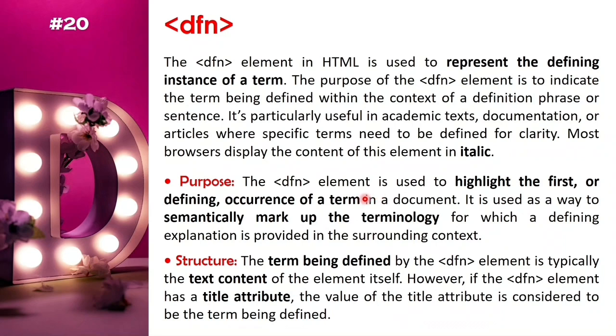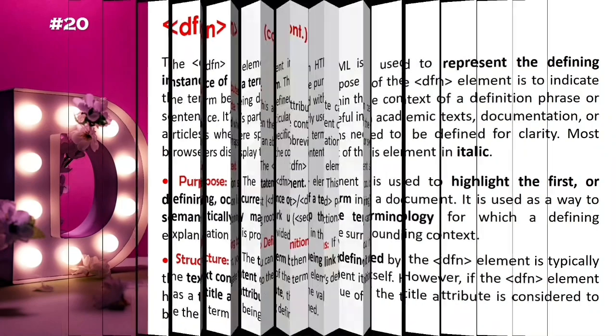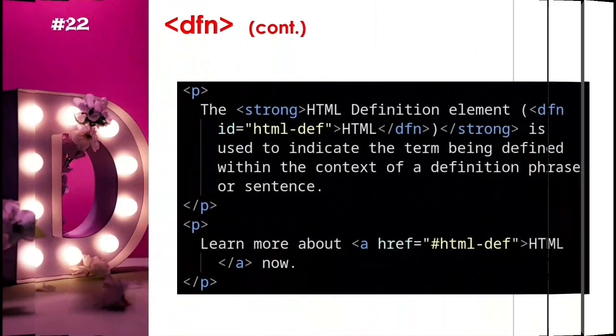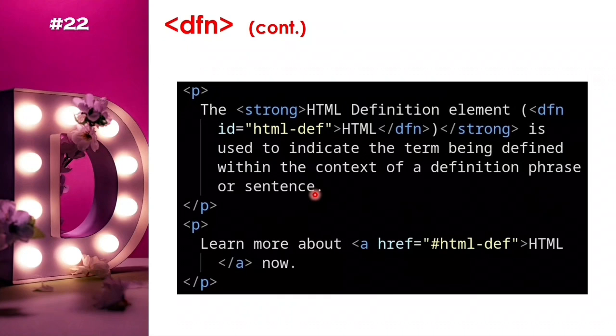Okay, so let's read on this too. So the define element is used to highlight the first or defining occurrence of a term in a document. It's used as a way to semantically mark the terminology for which a defining explanation is provided in the surrounding context. So let's again go to example, and we can see better. It has a title attribute, which we will see how it's used. So the define element is used to show, like, we're gonna put something inside the define element. So what we mean is that in the surrounding context, right around here, we have the definition of the text, the term that is inside the define element.